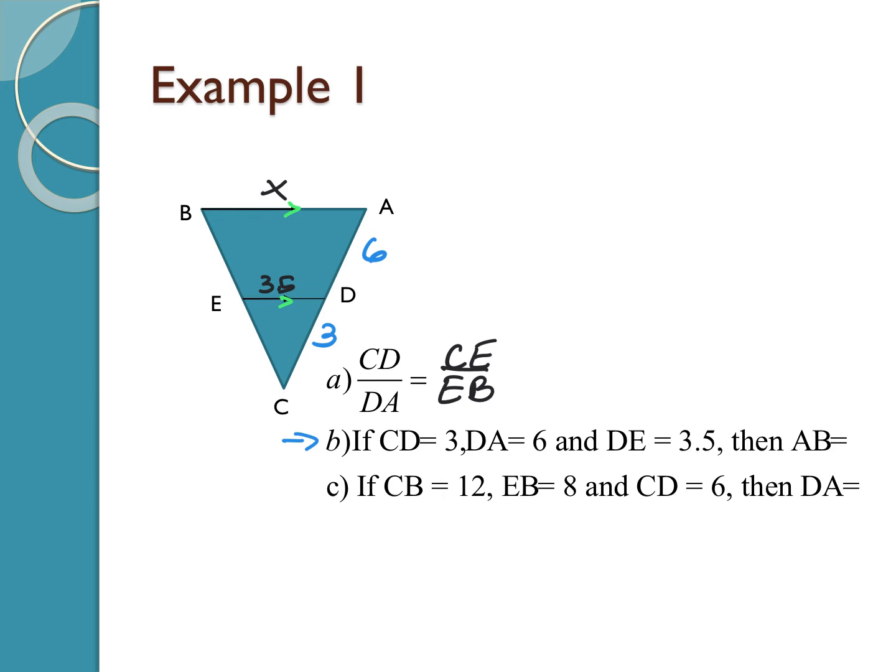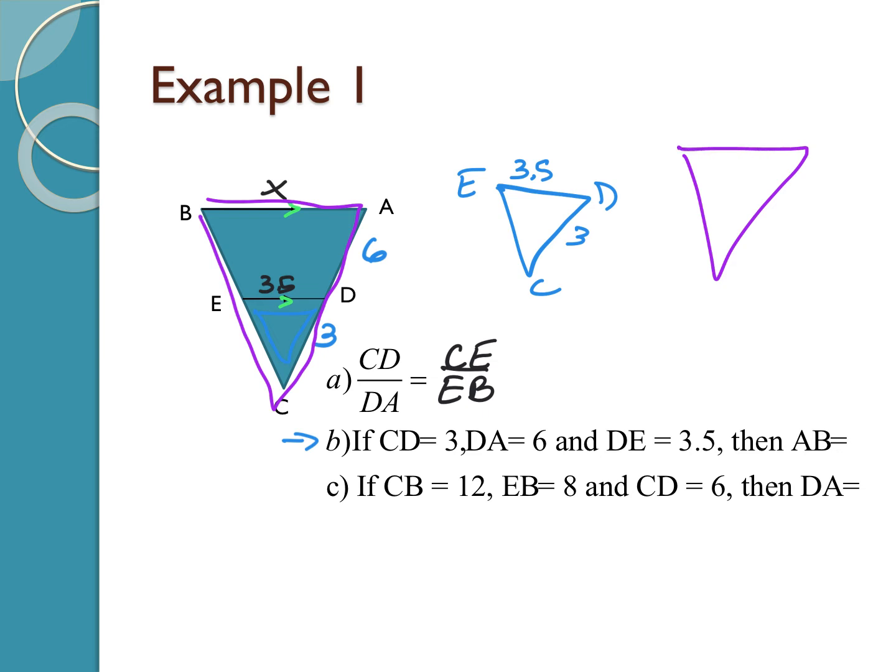So, again, I'm going to pull these apart. I'm going to pull this little one down here off the bottom: C, E, D. And I'm going to label the sides that I have. This one's 3. This one's 3.5. And then I'll do the whole thing, the ABC, in purple. Now, to find the length of AC, I have to add 3 plus 6. So this is found by adding 3 plus 6, and it's 9. And then this is what they're asking me to find, AB.